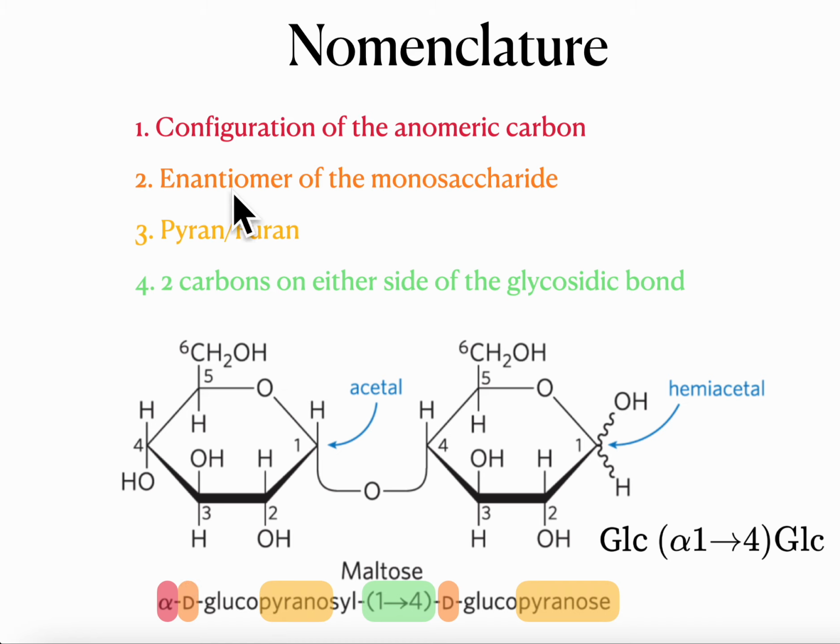Secondly, we have to identify the enantiomer of the monosaccharide, and in this case, it would be glucose in the D form.